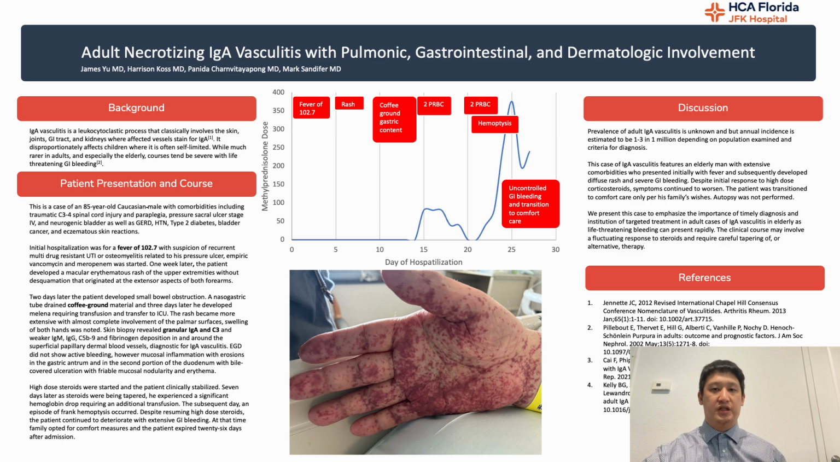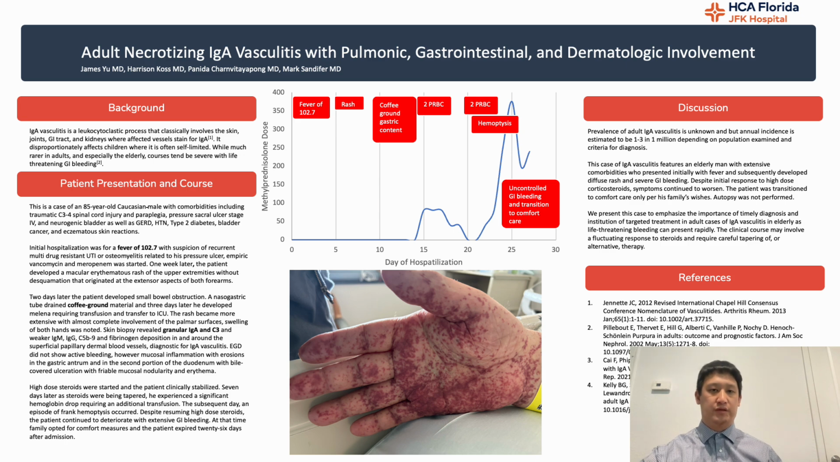The patient underwent an EGD, which did not show any active bleeding. However, there was inflammation and erosions in the gastric antrum and some ulceration in the duodenum. High-dose steroids were started at this time for the vasculitis process, and the patient clinically stabilized with his hemoglobin stabilizing and some remission of his rash. He was transferred out of the ICU as he was improving, and steroids were begun to be tapered.